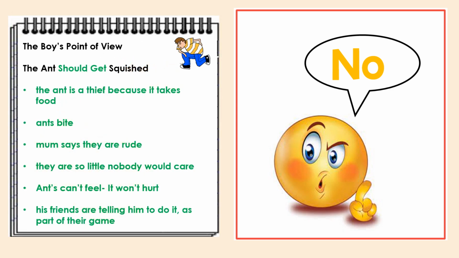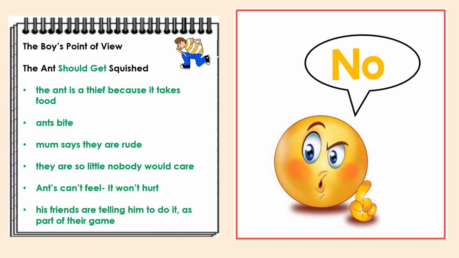He thought the ant should get squished because the ant was a thief because it takes food. Ants can bite. His mum said that ants were rude. They are so little that nobody would care. Ants can't feel, so it certainly wouldn't hurt. And all his friends were telling him to do it because it was part of their game.